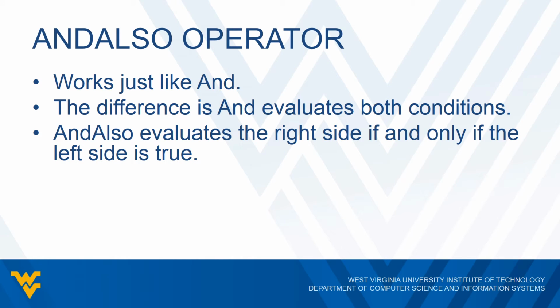For the AND also operator, what happens is we'll evaluate the right side if and only if the left side is true. So what happens is it evaluates the left side first. And if that is true, then it'll evaluate the right side of the operator. Now, if the left side is false, there's no need to evaluate the right side. This is similar to short circuit evaluation that has been mentioned in other programming languages, where if you have multiple conditions and you're combining them with and, as soon as you find one that's false, there's no need to continue because it's going to be false no matter what.